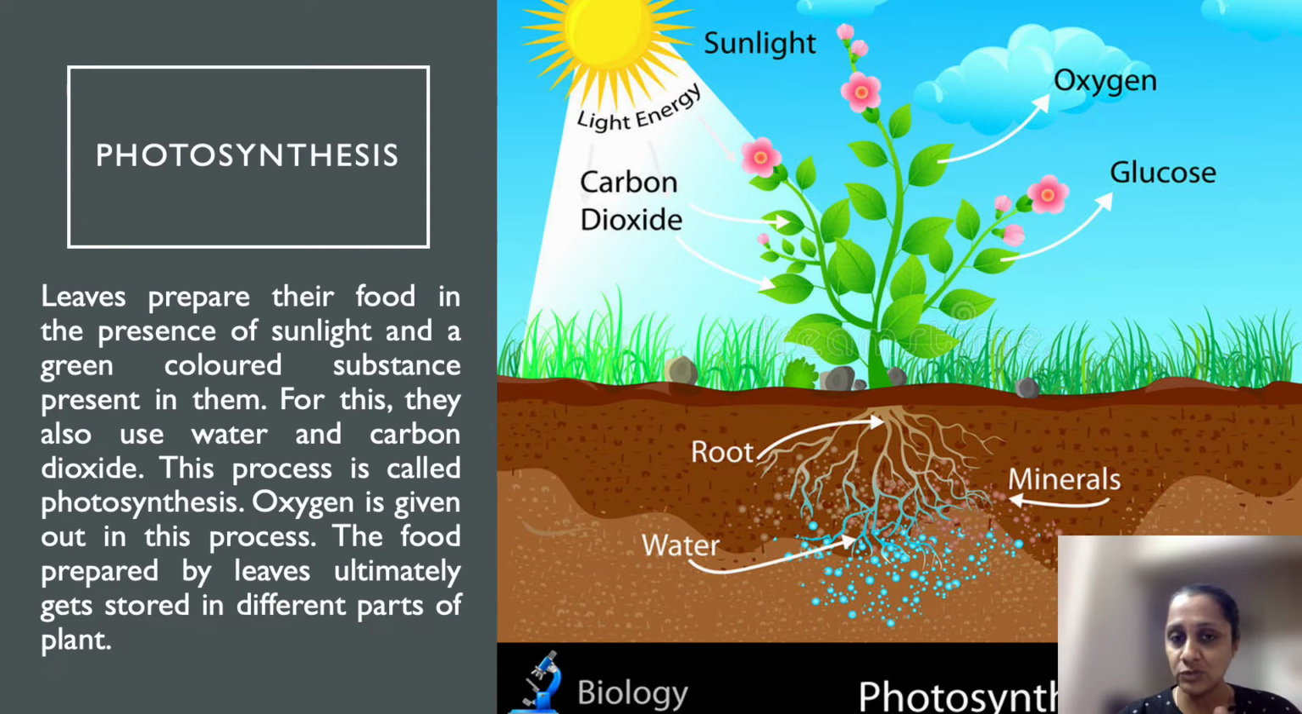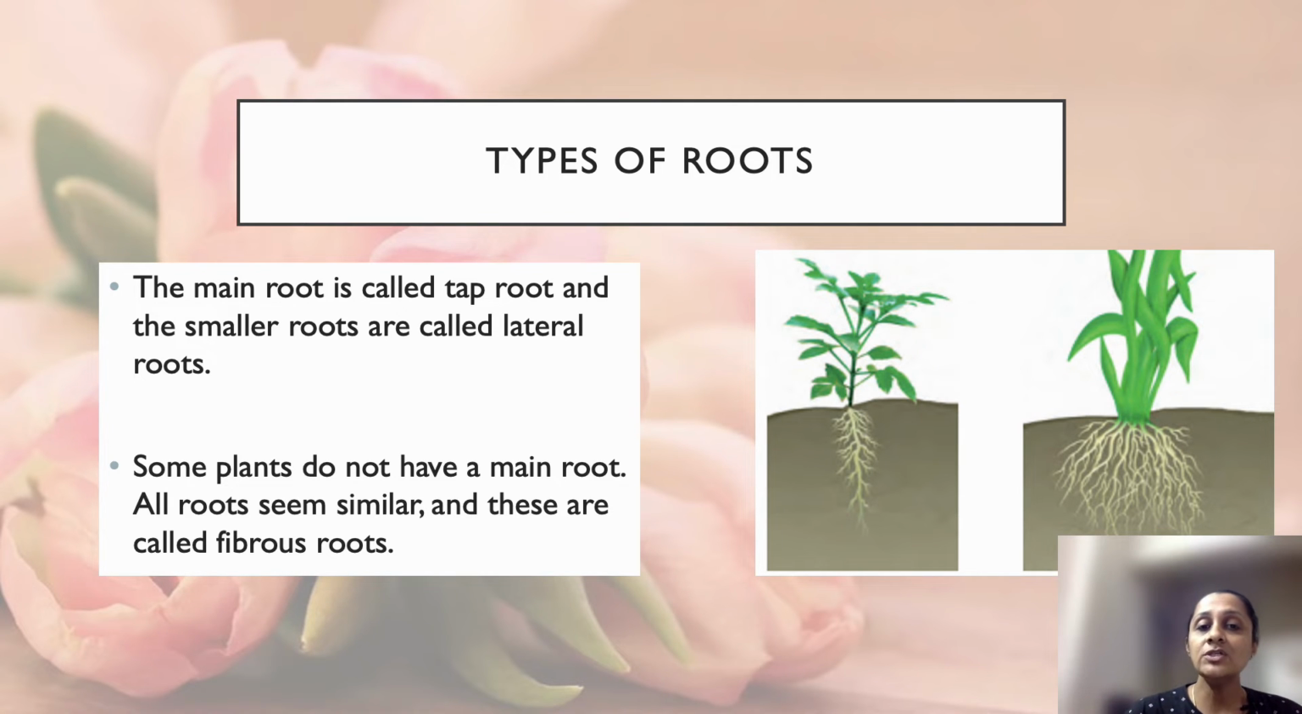So there are minerals also in the soil. The water is taken up by the roots. So the water is also there as a part of the photosynthesis. So the sunlight, the chlorophyll, the water and carbon dioxide, all these four components help in making the food, and oxygen is liberated as a byproduct. So this entire process of making food by the leaves with the help of sunlight, chlorophyll, water, carbon dioxide is called photosynthesis.